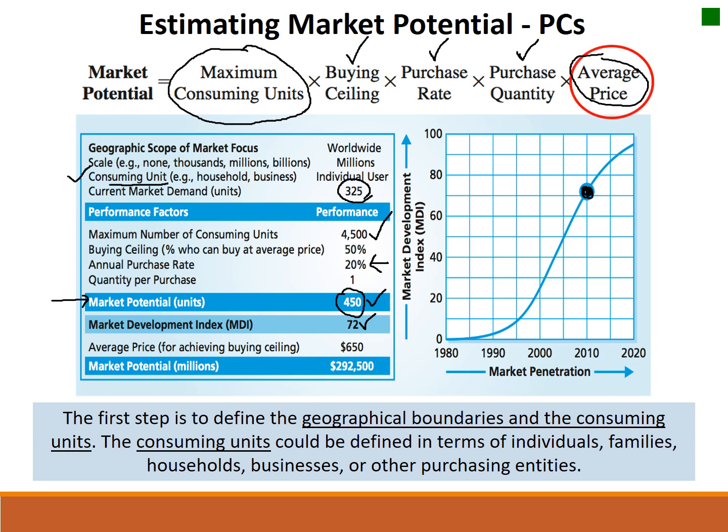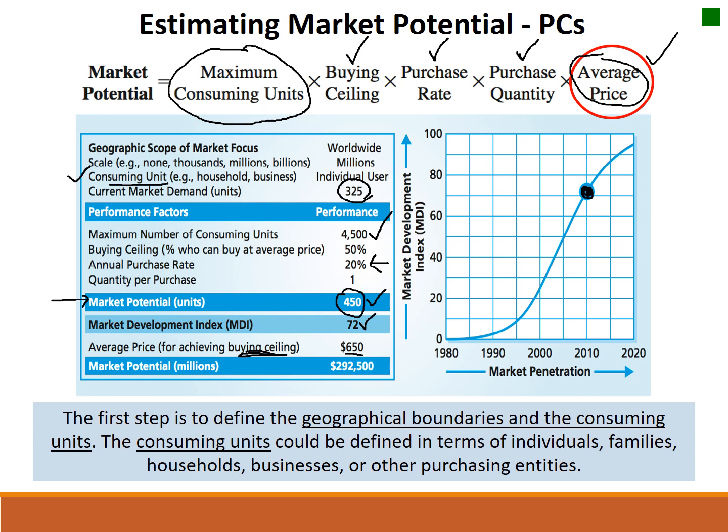So adding one more element, average price here, the last thing that we can look at on this page would be a dollar figure for how much potential this market actually has. If we sell our product at $650, and again, this is the buying ceiling number. If we were to lower our price, then the buying ceiling would go up, and we would have a larger market potential. If we raised our price, then the buying ceiling would go down and our market potential would go down as well. But this illustration has our price set at $650.